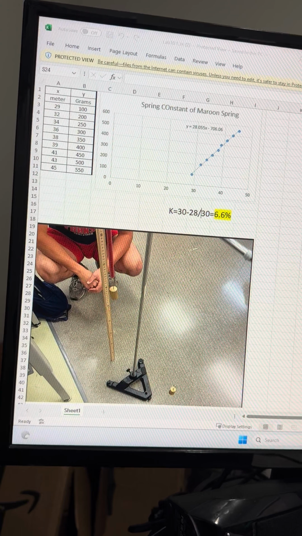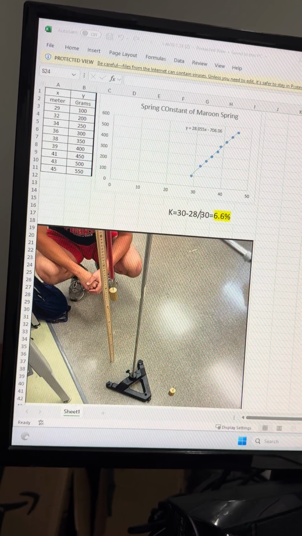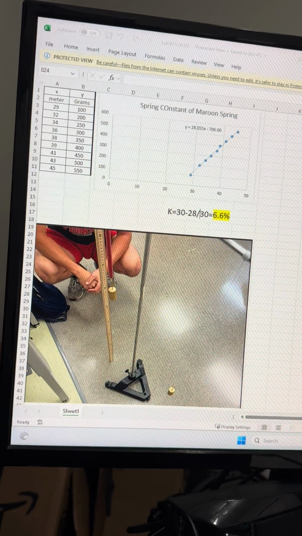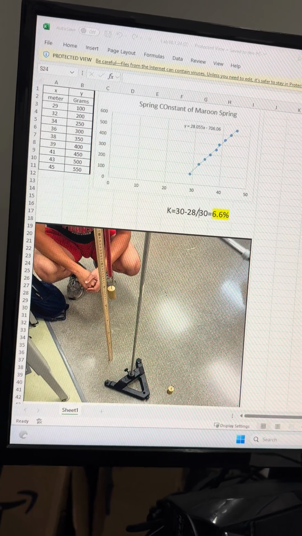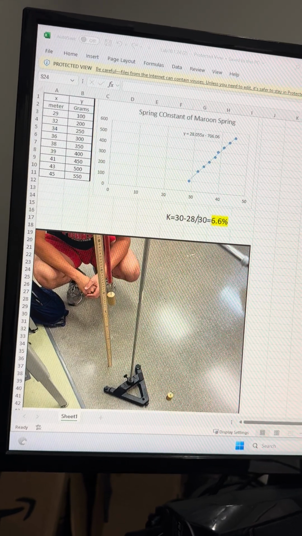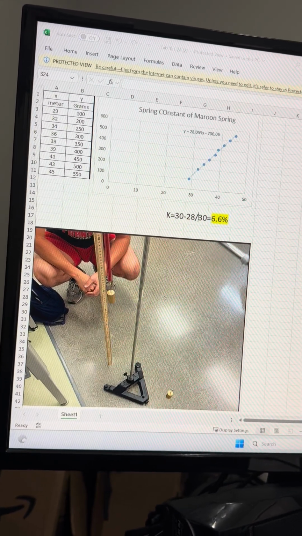We use F, our force, times X, where X is the distance in centimeters. So how much weight you're pulling down is how much force it was pulling down. That is what this lab was.